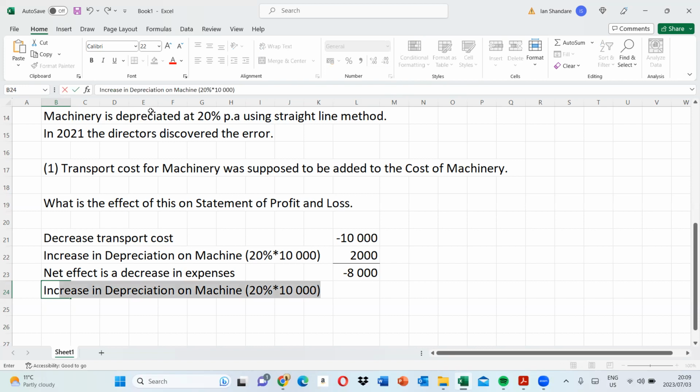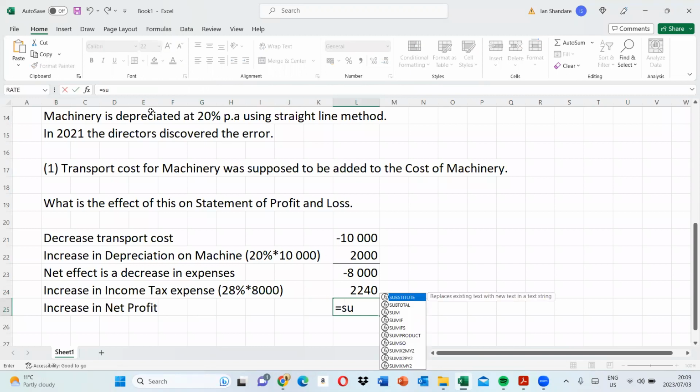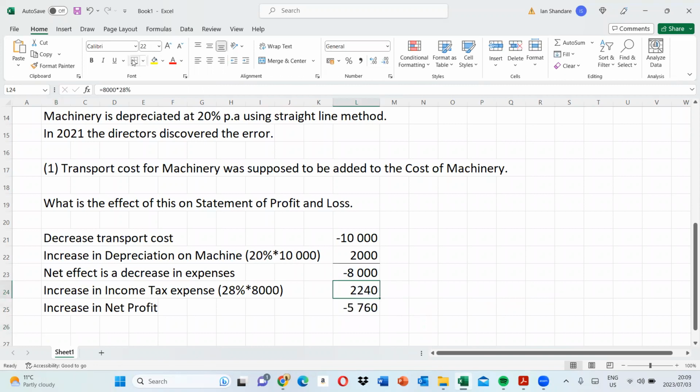Now, when we increase profit before tax, what happens to our profit? Also, our income tax. There's an increase in income tax expense, right? Depending on the tax rate, if we're using 28% as our tax rate, we then multiply by 8,000. So it will give us that. And then the net effect will be an increase in net profit, which is the net of these amounts. So that's what we have then.